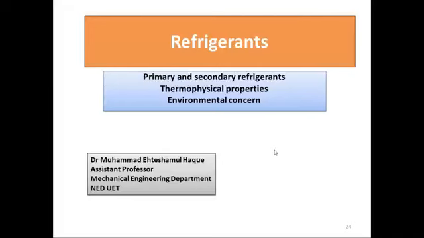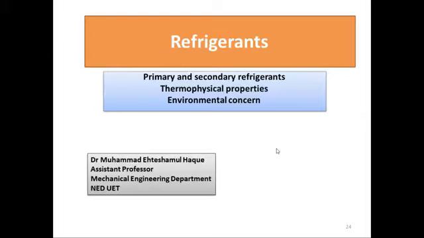I welcome you all to this new lecture session. This is on refrigerants. We are going to discuss primary and secondary refrigerants, thermophysical properties, and environmental concerns regarding the refrigerants.